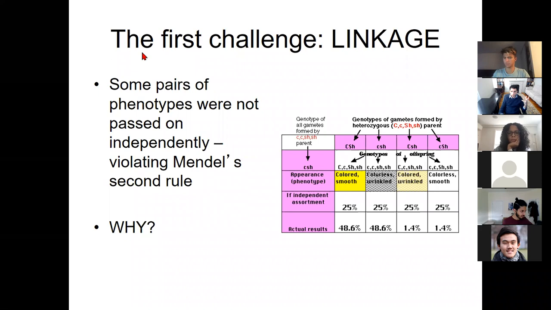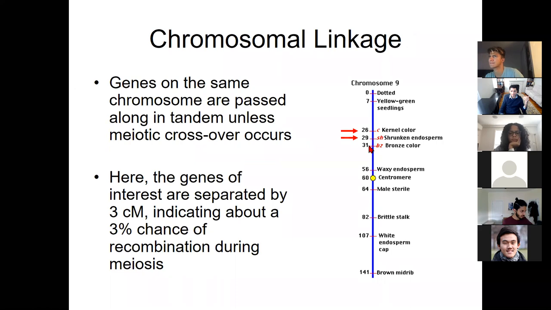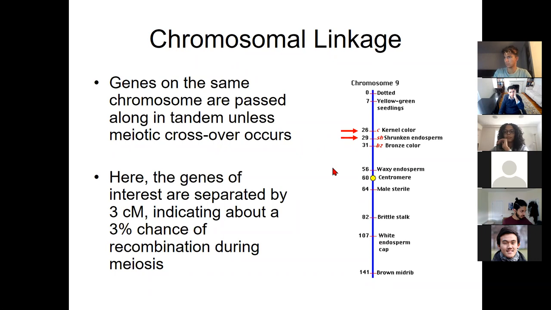So of course, the first challenge that Mendel was faced with was the concept of linkage, that some pairs of phenotypes were not quite passed on independently, and that violated Mendel's second rule of independent assortment. And the reason why this was happening is because the genes were not far enough from each other in the chromosome, and he had sufficiently abundant data to be able to detect it and to notice that in fact there were some deviations. And the concept of linkage is that genes on the same physical chromosome are passed along in tandem unless there's a meiotic crossover that occurs.